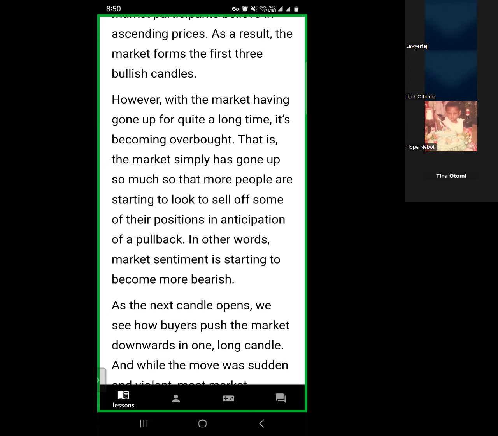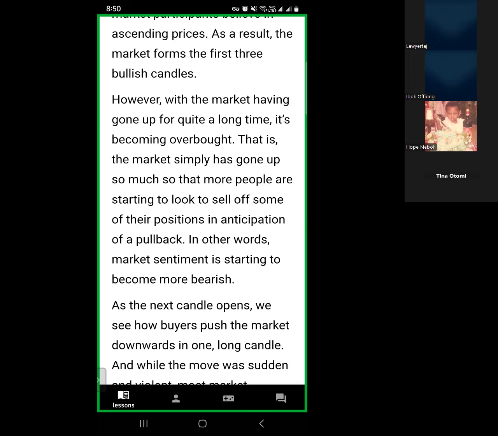However, with the market having gone up for quite a long time, it becomes overbought. That is, the market simply has gone up so much that more people are starting to look to sell off some of their positions in anticipation of a pullback. In other words, market sentiment is starting to become more bearish.